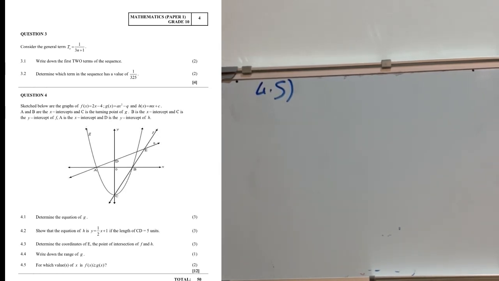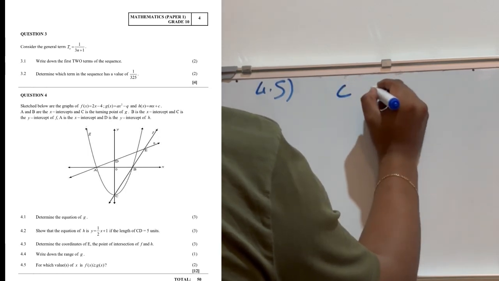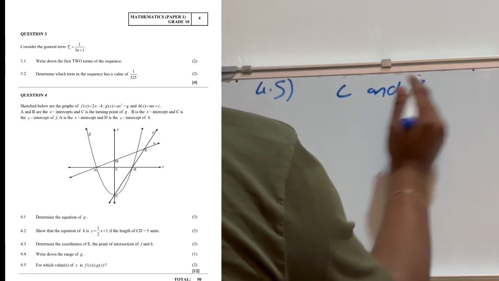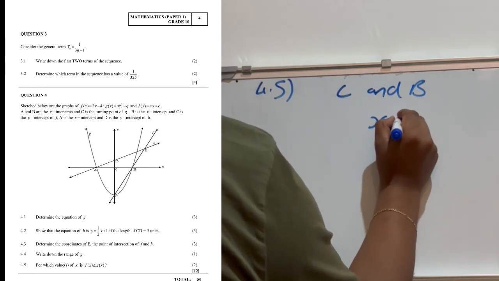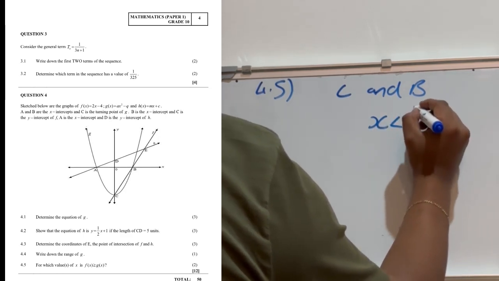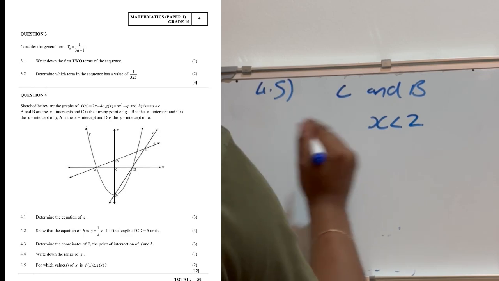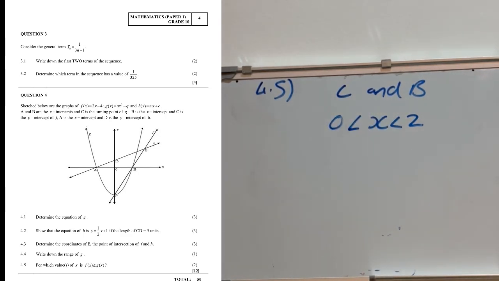So last question, for which values of x is f(x) bigger than g(x)? The only part where f(x) is bigger than g(x) is where we can see between point C and B. So if you look at x values, you're going to say that x is smaller than B's x value. B's x value is 2, and C's x value is 0. So that's how you will do your values.